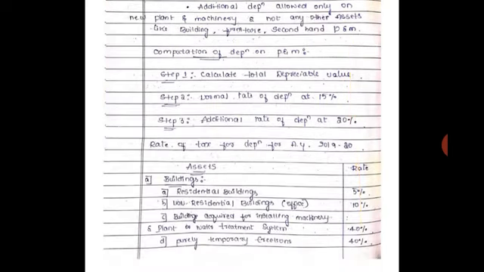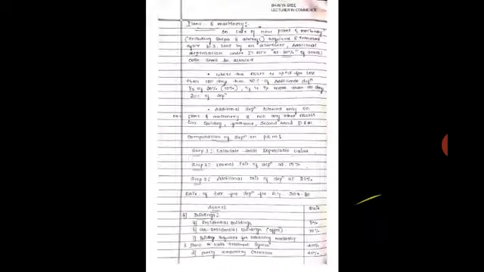Next we'll see what are the rates of depreciation on the assets. The first one, building. For the building there will be two categories: residential building and non-residential building. For the residential building we are applying 5%, and for the non-residential building 10%.